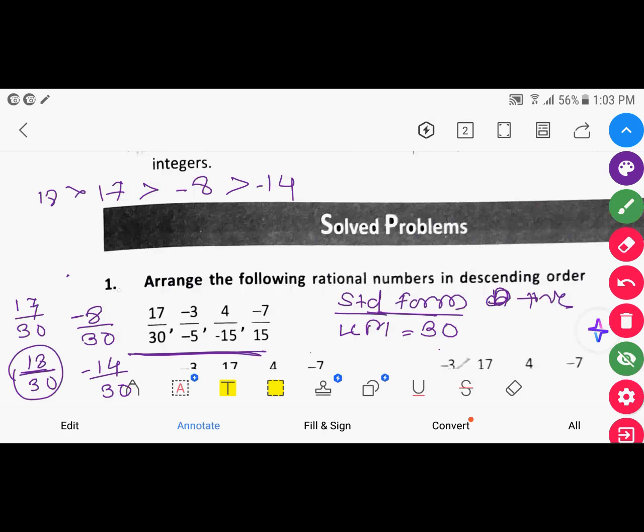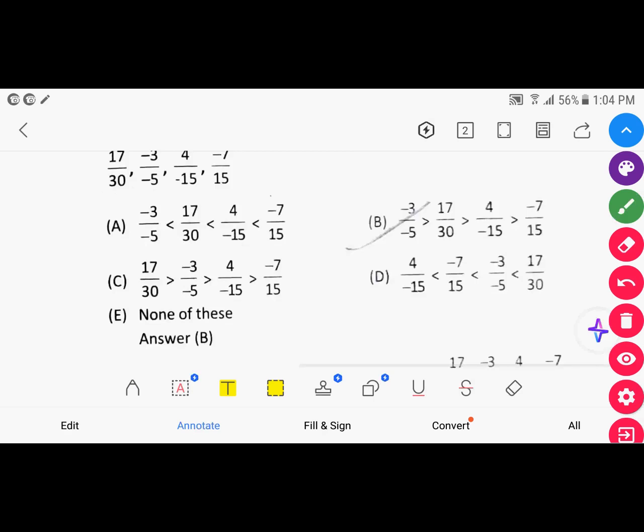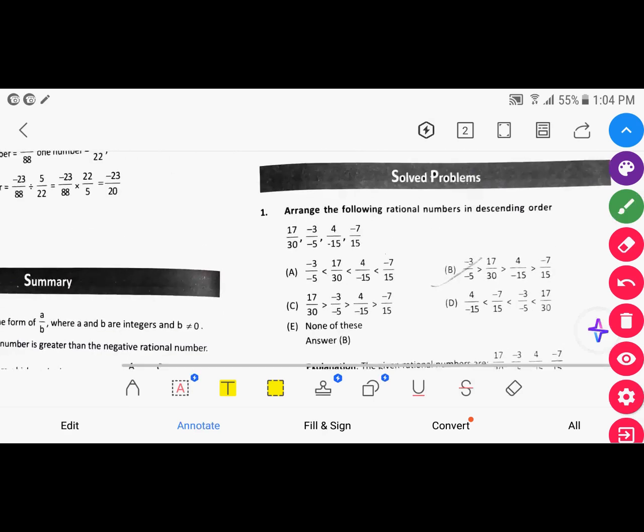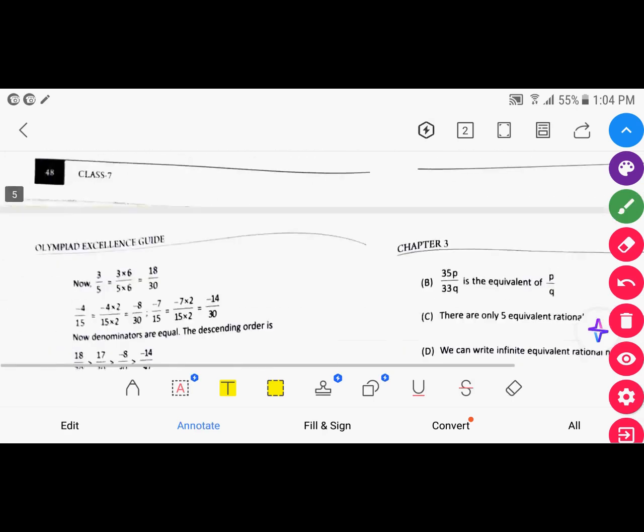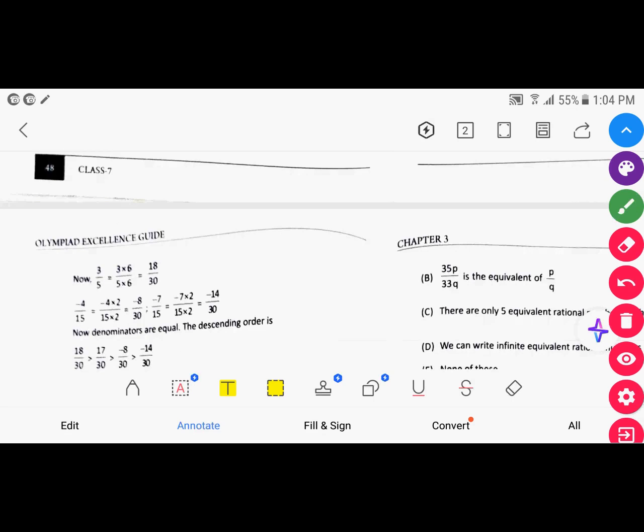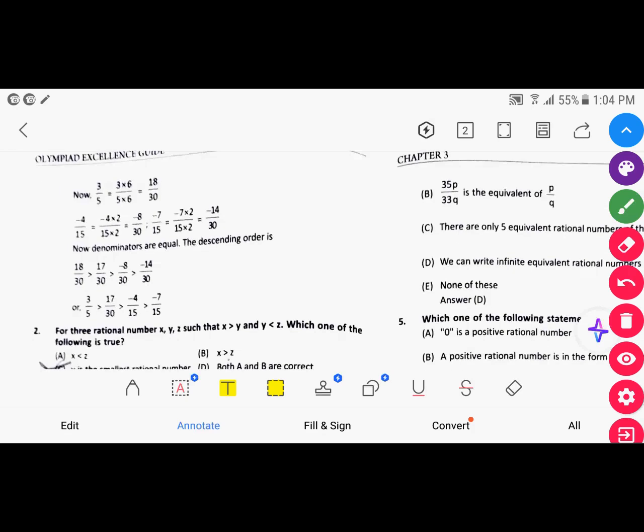And likewise you can arrange. So this will come first, then second is this one, third one is this one, and fourth one is this. Okay, so just keep in mind the steps: we have to first convert into standard form, then find the least common multiple of all the numbers, then we find the equivalent rational numbers, and then we arrange them in descending order.